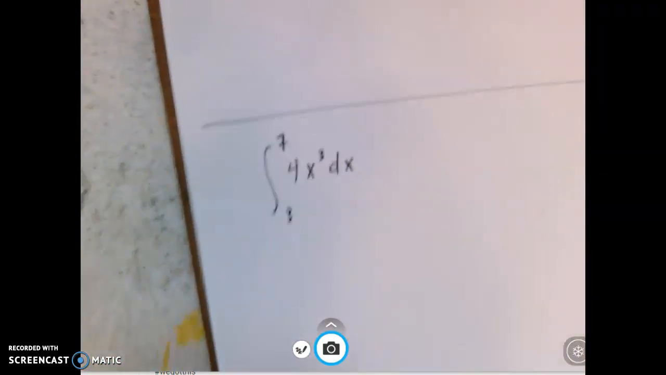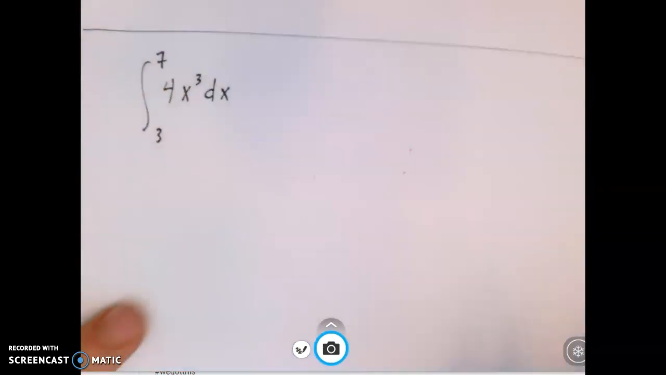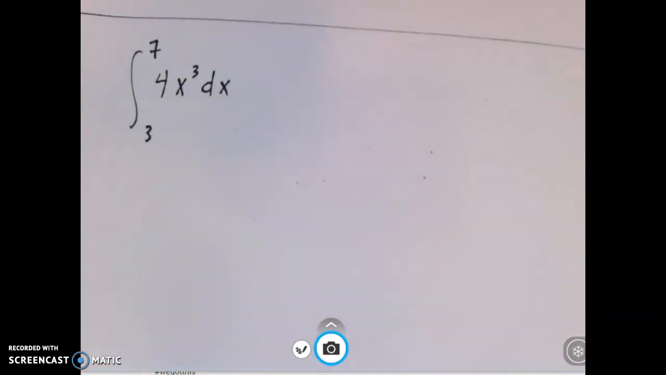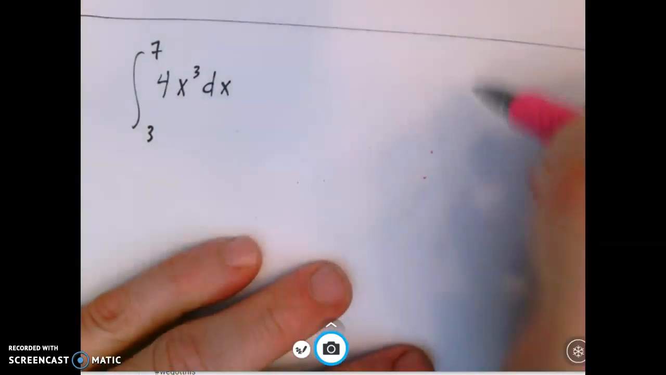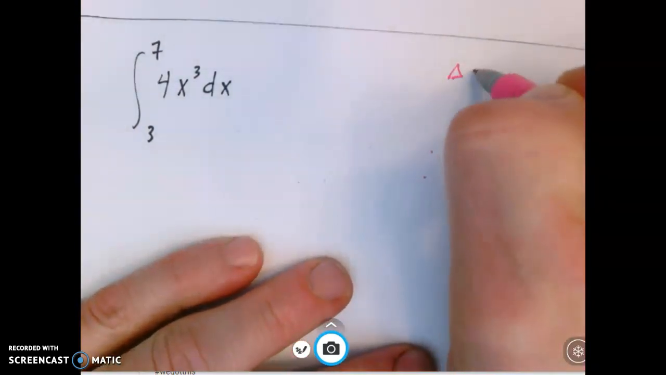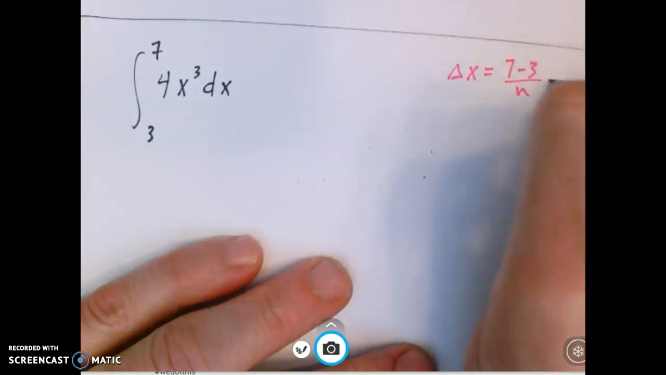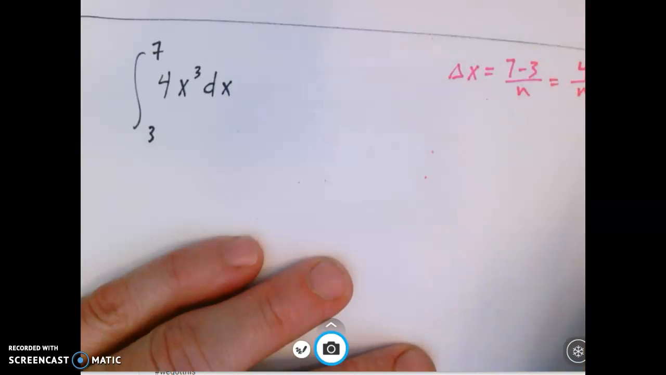Okay, do this one yourselves. I'll give you 15 seconds or whatever. And then we'll go. All right then. Now, our delta x is 7 minus 3 over n, or 4 over n. Okay?